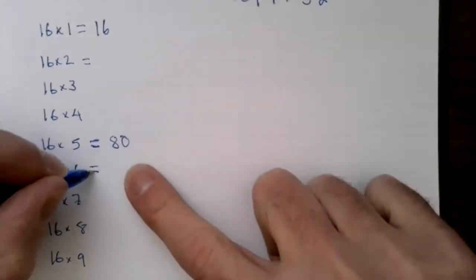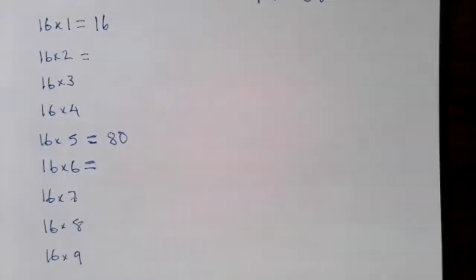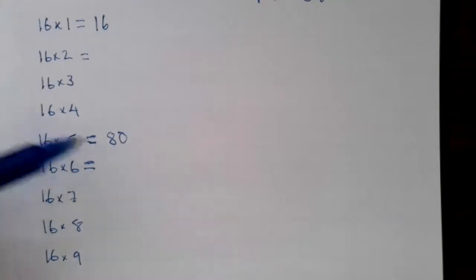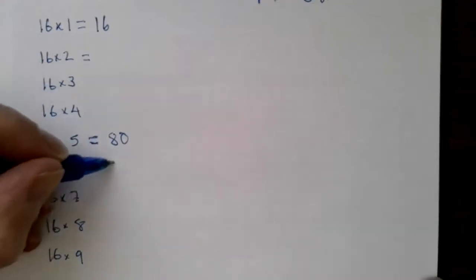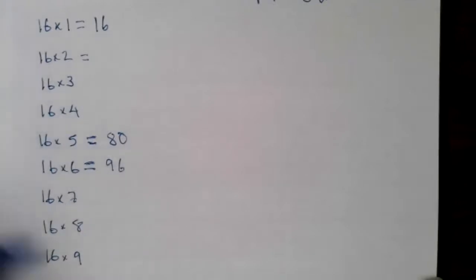That actually helps me out for 16 times 6. Okay, Rosie, help me out. If I know 5 copies of 16 get me up to 80, what would 6 copies give me? Right, 96. We can start here and add 16 to that, getting us to 96.